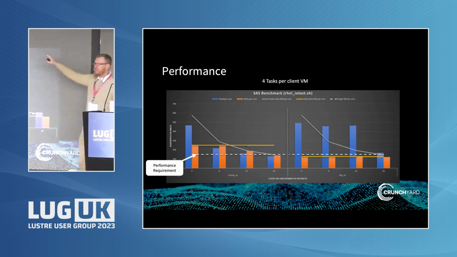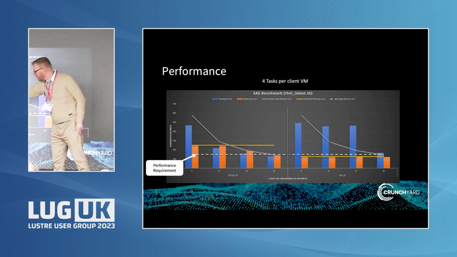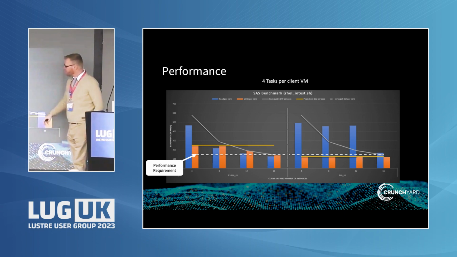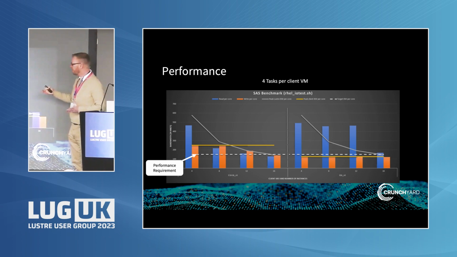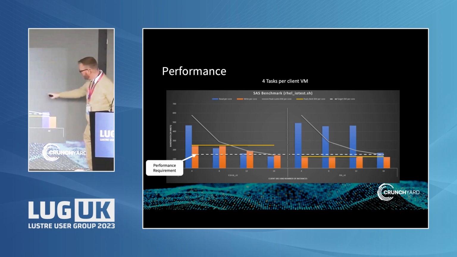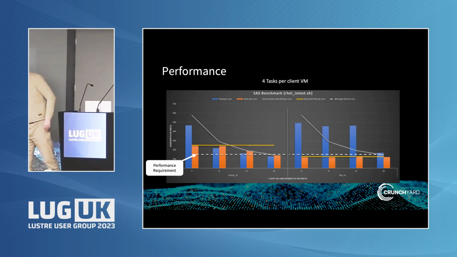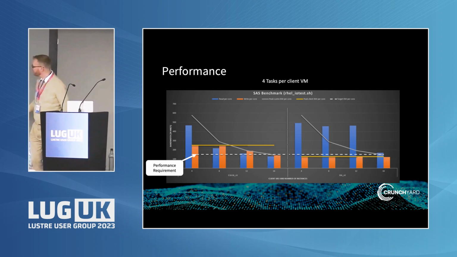We then ran this again with 4 tasks per client, and you can start to see that with running more and more virtual machines on the system, you don't actually get that throughput, so it starts failing. The same thing again: you can see there's no throttling on the read, but on the write, there was quite a bit of throttling.